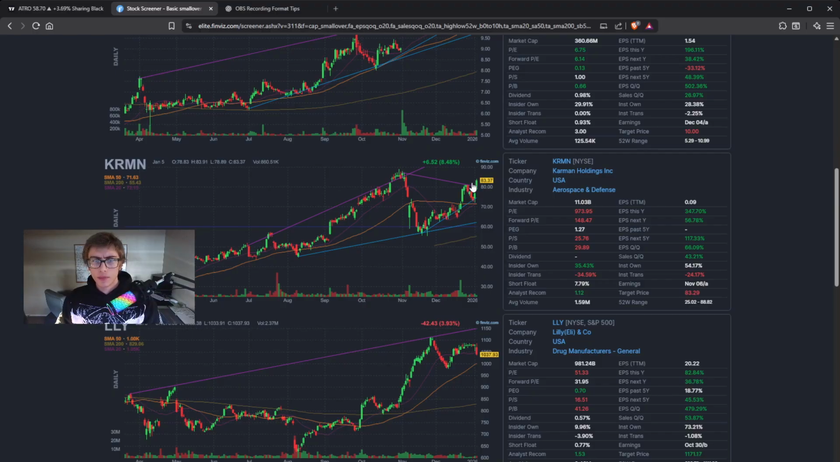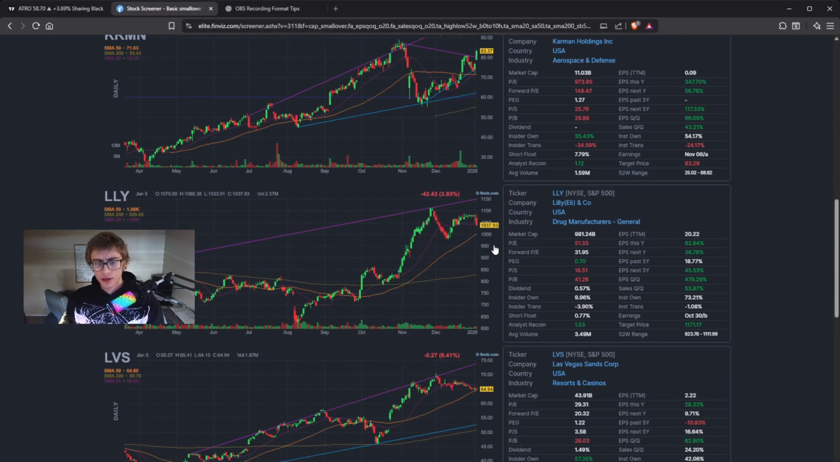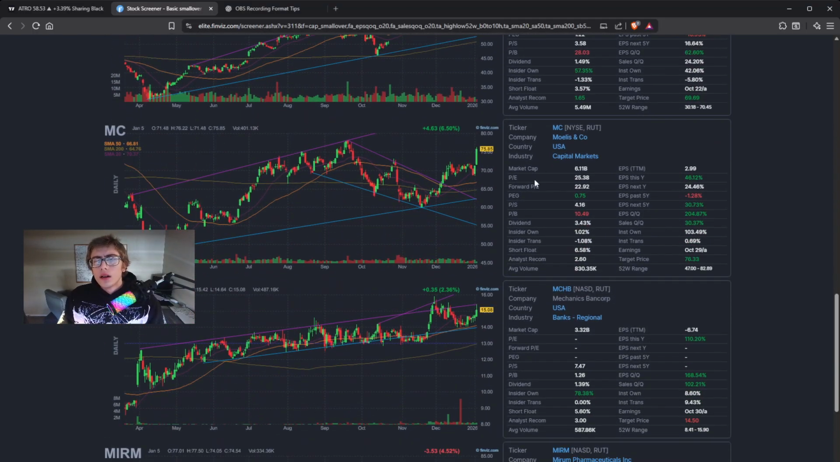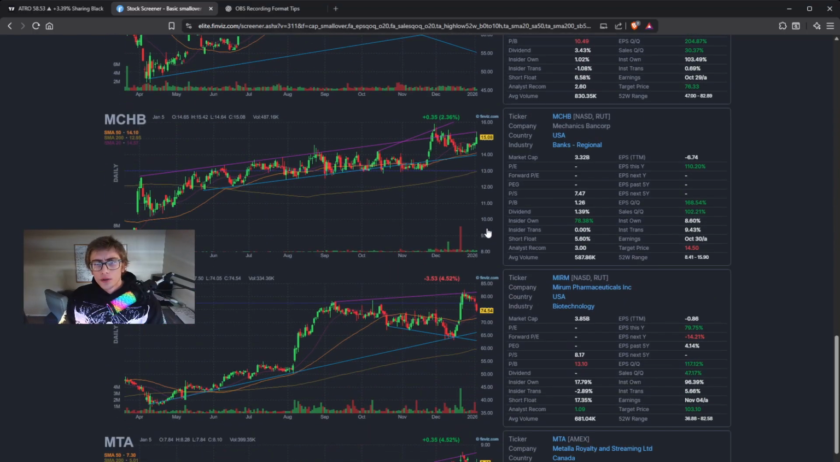Carmen, this thing made a good mid handle. It's like a cup and handle, mid handle broke out. That's a nice breakout. MC, that's kind of a nice mid handle breakout as well.